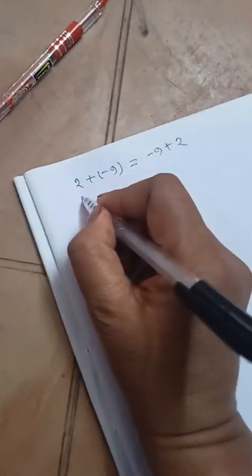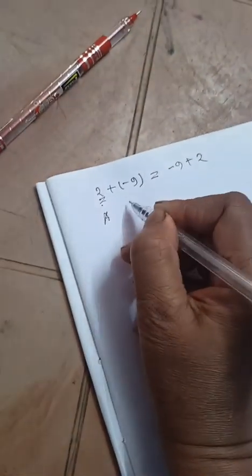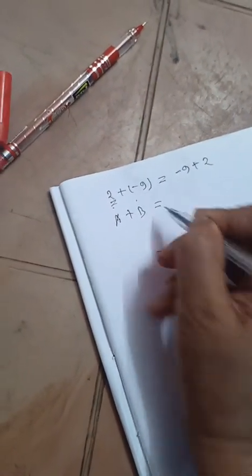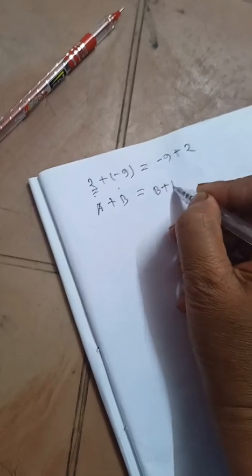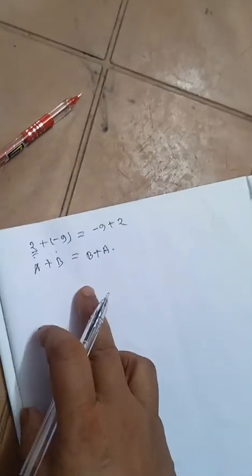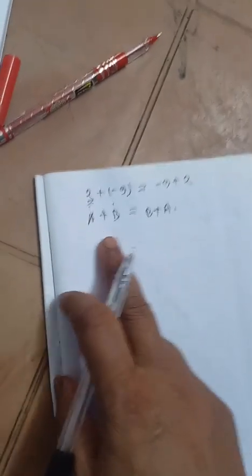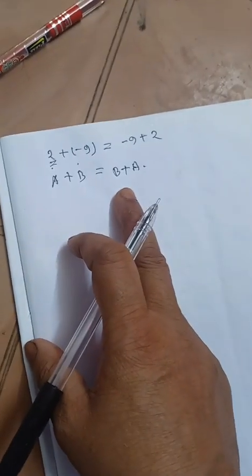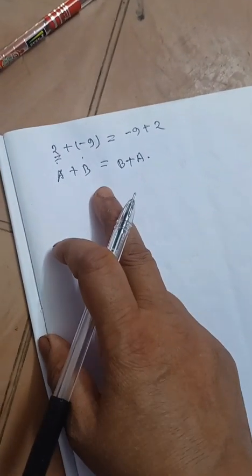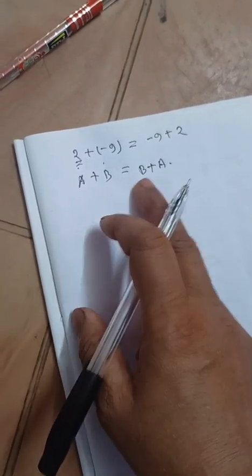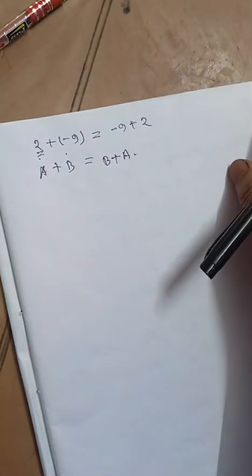If we take 2 as A and this as B, what we get? A plus B is equal to B plus A. This is the commutative property of integers under addition. That means we can say that the integers are commutative under addition.